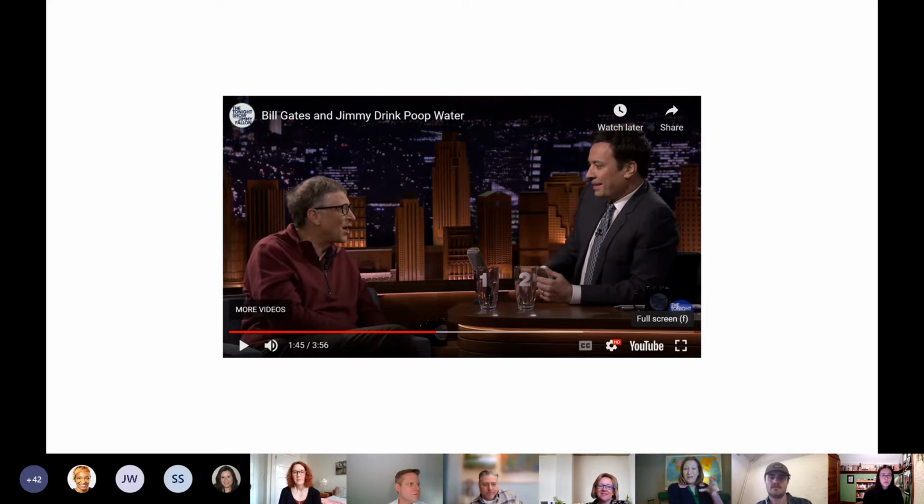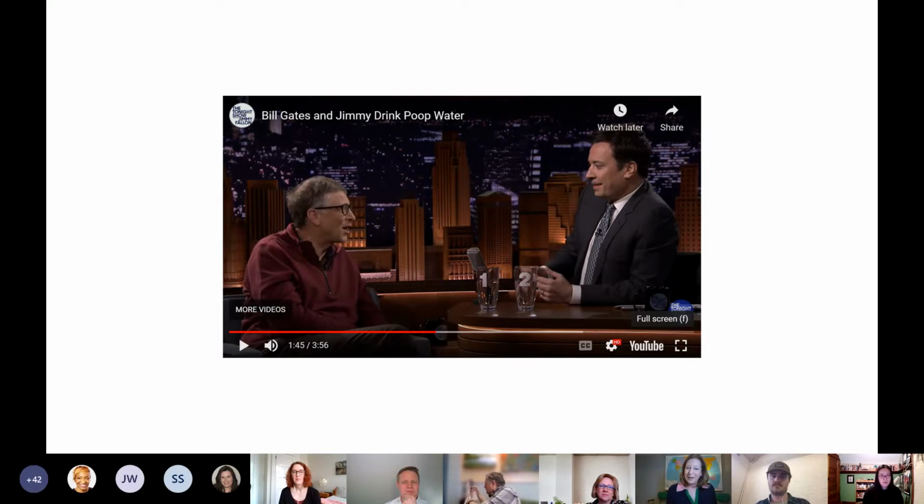Jimmy Fallon finally says, I'm going to drink this one. He drinks it, and then he says, which one was it? Anybody want to guess? Bill Gates said, Jimmy Fallon, you just drank the poop water. And you see the spit take that comes from that. And then Bill Gates says, but so is this one. This is drinkable water.